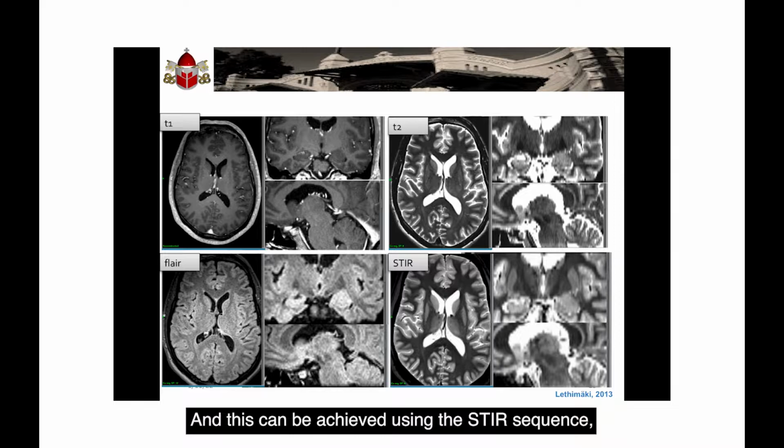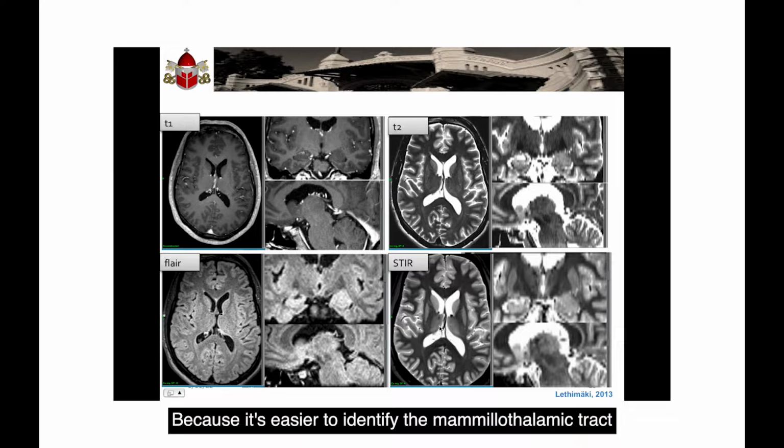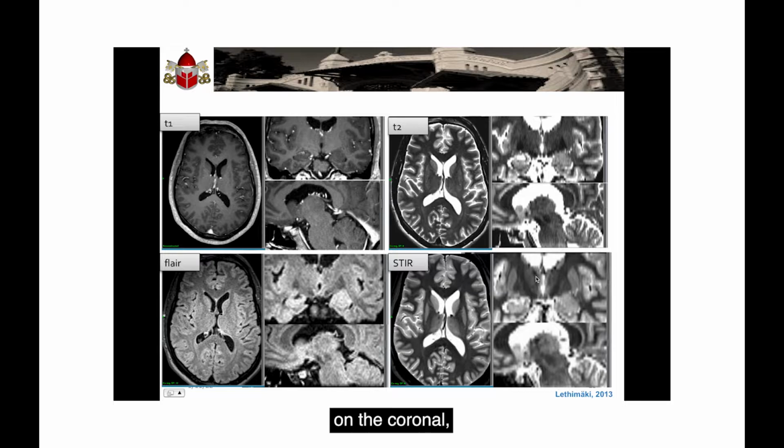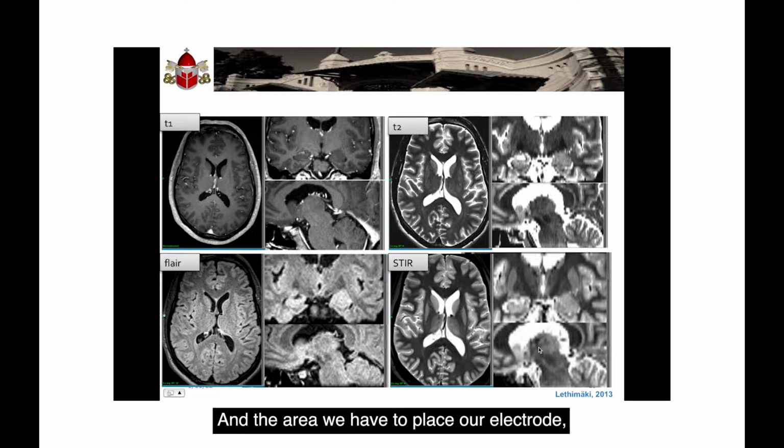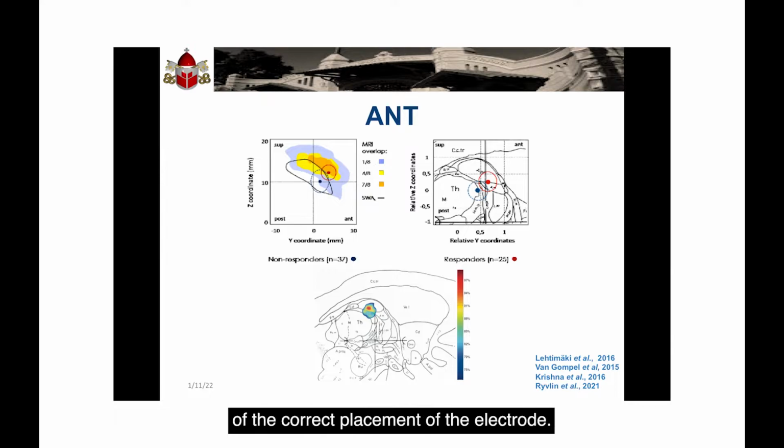And this can be achieved using the STIR sequence, the one that increases the contrast between the gray and white matters, because it's easier to identify the mammillothalamic tract as seen on the axial, on the coronal, and on the sagittal view. And the area where we have to place our electrode is exactly the point where the mammillothalamic tract enters the ANT. And to demonstrate the importance of the correct placement of the electrode, when we compare responders to non-responders, meaning patients with more than 50% improvement, it is possible to notice that the responders have their electrode placed exactly where the mammillothalamic tract enters the ANT.